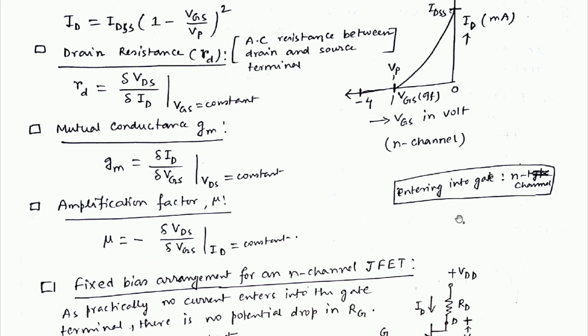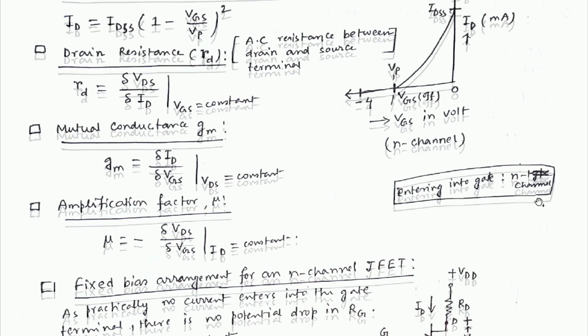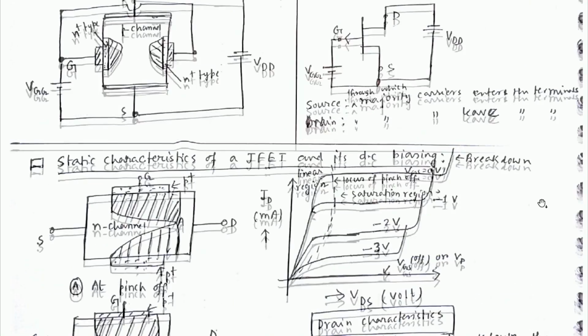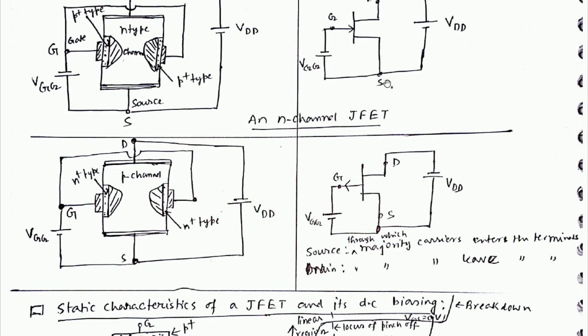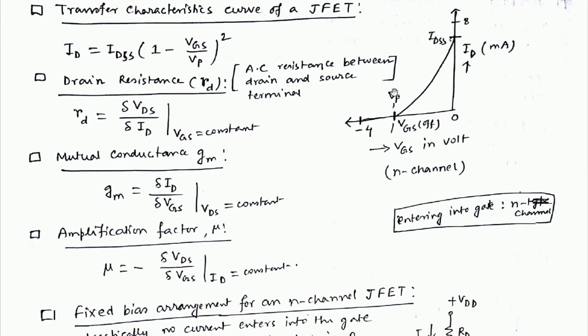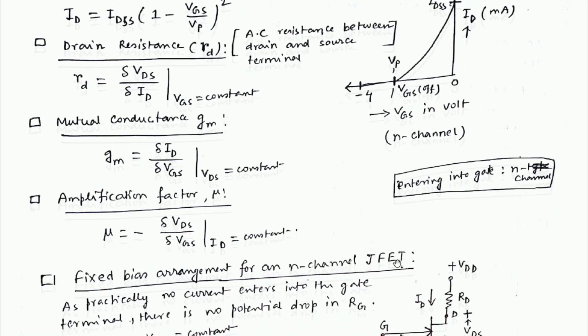Look, that's what I was talking about. Entering into the gate means N channel, and leaving the gate is P channel. Okay, so this is leaving, so it must be P type, and this is entering, so it is N type. This one line helps you remember the things. Mu, the amplification factor, mu equals minus delta VDS by delta VGS at ID equal to constant.